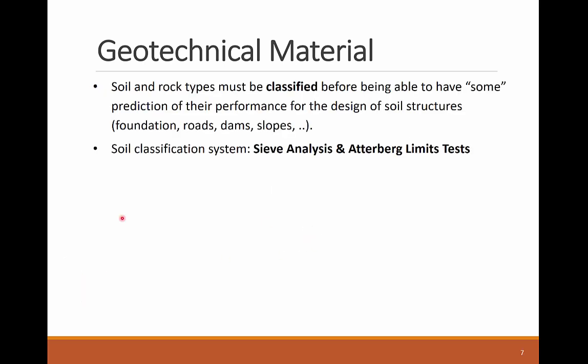Although soil is not a homogeneous material, its strength, performance, and construction properties can be predicted or estimated by classifying the soil composition using the Sieve Analysis and Atterberg limits. Depending on the soil type, Sieve Analysis is used to classify granular non-cohesive soils like gravel and sand, while Atterberg limits are used to classify cohesive soils, namely silt and clay.